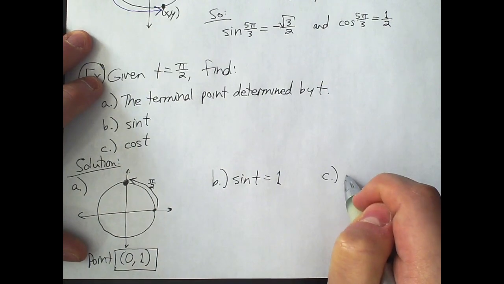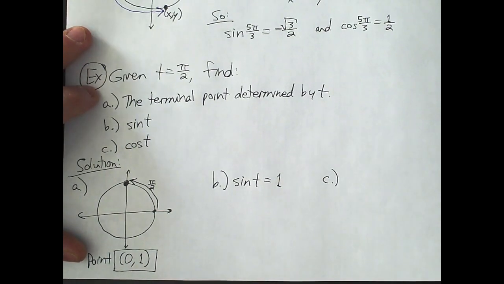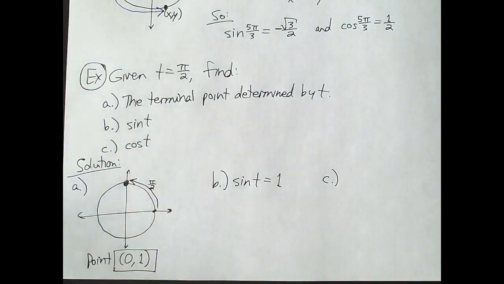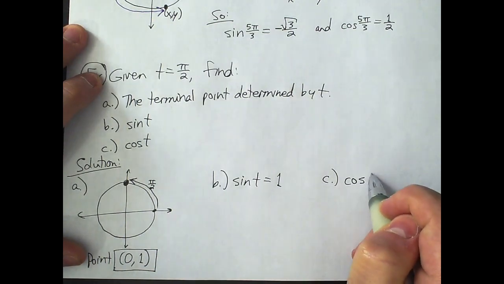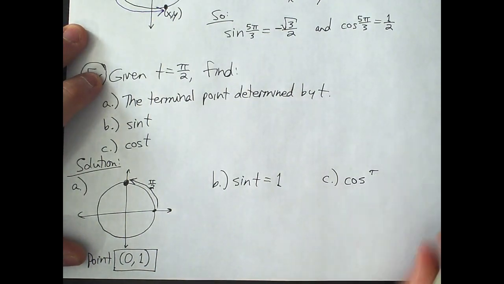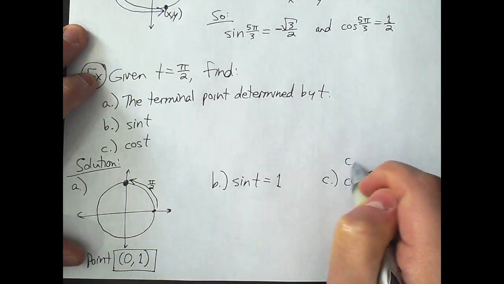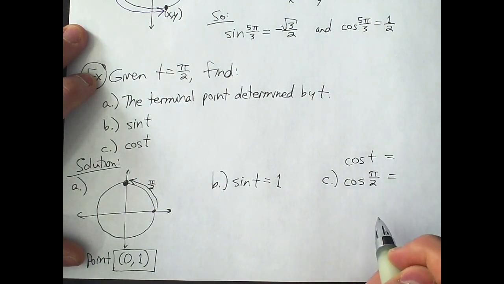And cosine of t, oh, you know what? I said I was going to have you try it. Why don't you just take a quick second? You don't have to pause the video or anything. Take a quick second and see if you can get part C. You should get that cosine of pi over 2. You could call it cosine of t, or you could call it cosine of pi over 2. It's going to be 0.